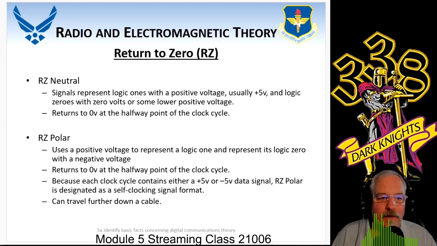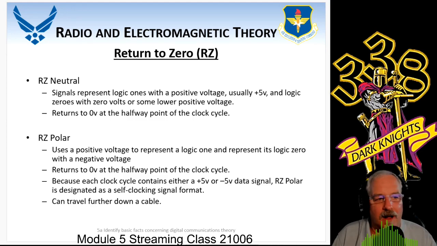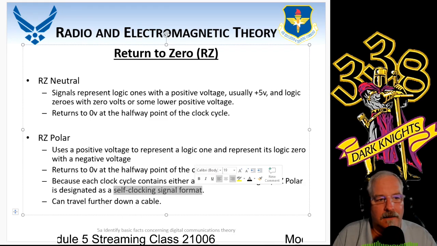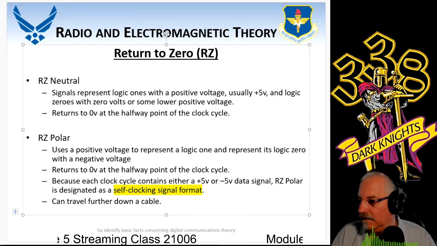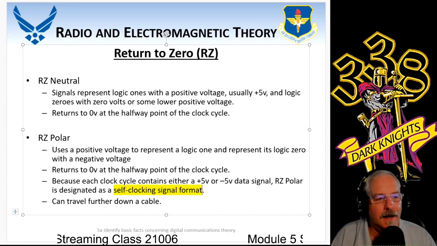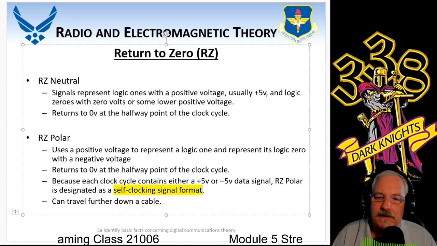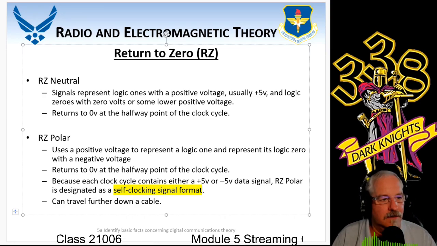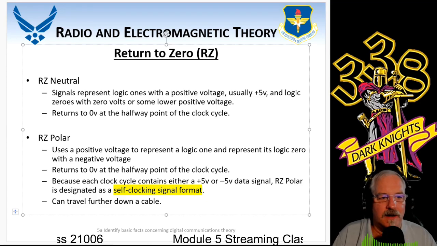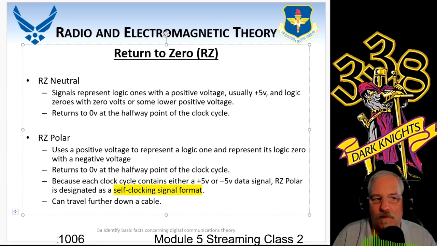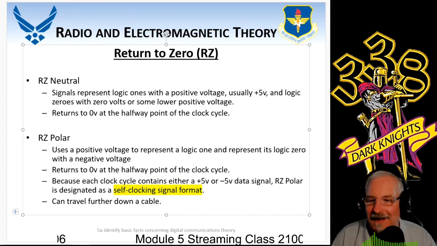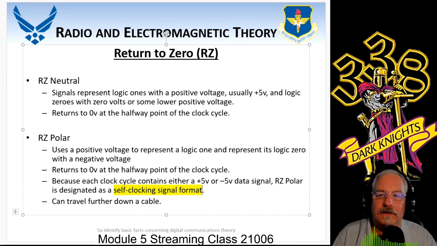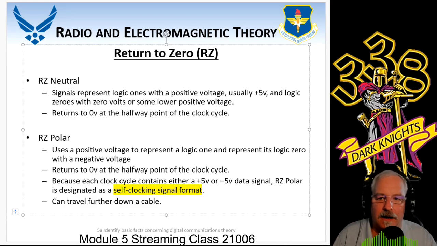With RZ polar, this one is self-clocking. Self-clocking signal format right there. That's a signaling format. Because of it, you don't need to send a timing signal. So far, everything else, you need to send a timing signal with it. This one is, you've got +5 is a 1, or -5 is a 0. Halfway through the clock cycle, you are going to go back to 0.